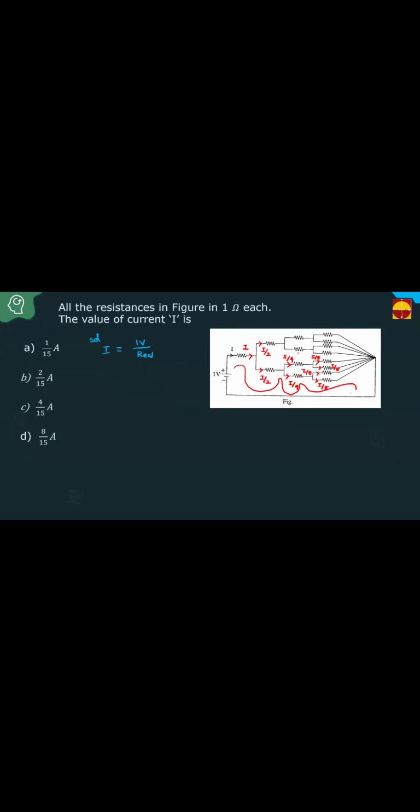I am applying KVL here. Using KVL, all are 1 ohm. That is minus 1 into I. This is 1 ohm, minus 1 into I by 2. This is how much? 1 ohm. External loop I am applying for this loop. Minus 1 into I by 4, minus 1 into I by 8, minus 1 into I by 8. Negative to positive, plus 1 equal to 0. This is minus I by 2, minus I by 4, minus I by 8.